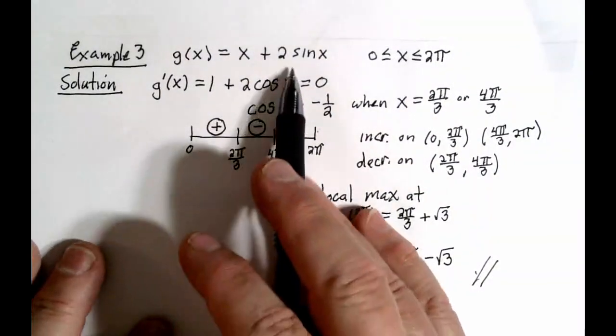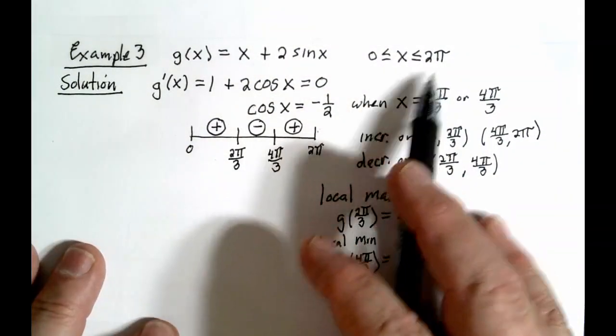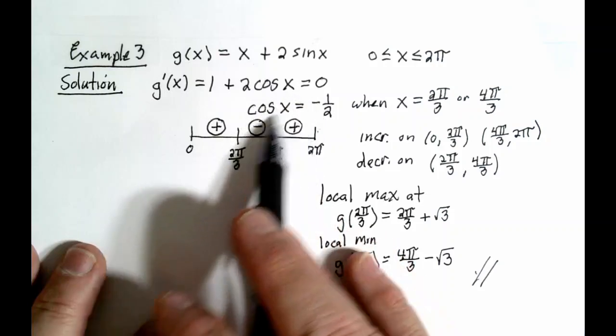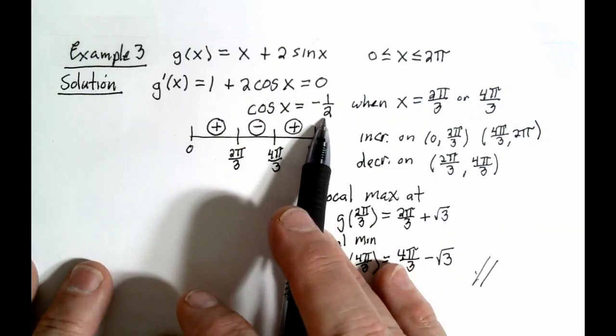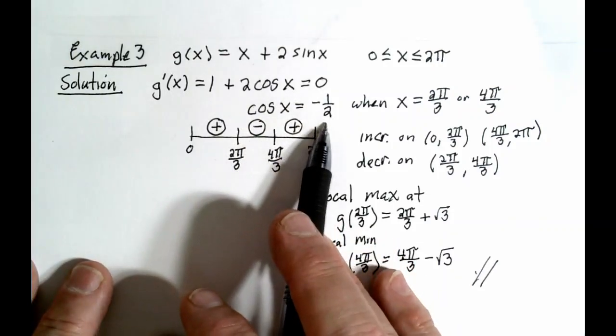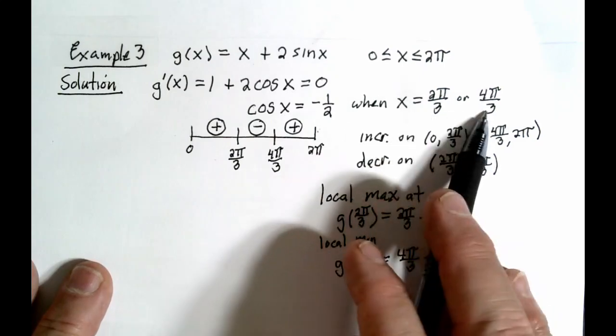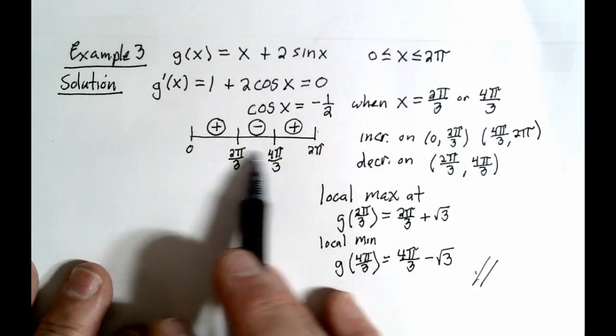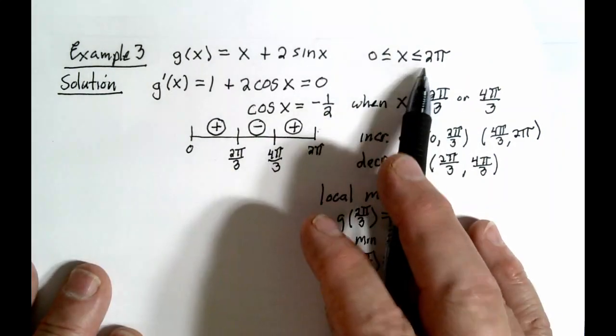All right, so here we take the first derivative, and we're only looking from 0 to 2 pi. So when we set this equal to 0 and solve, we get an answer where cosine is -1/2, and that's in these two spots here. And we divide up our number line. It's only from 0 to 2 pi.